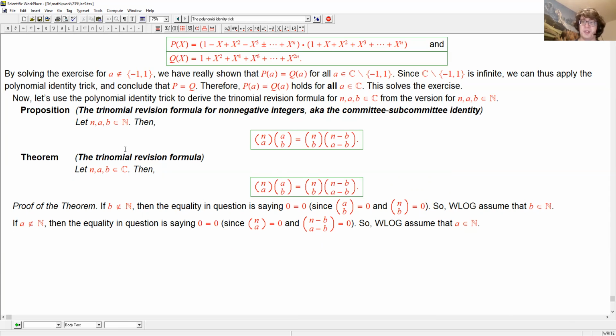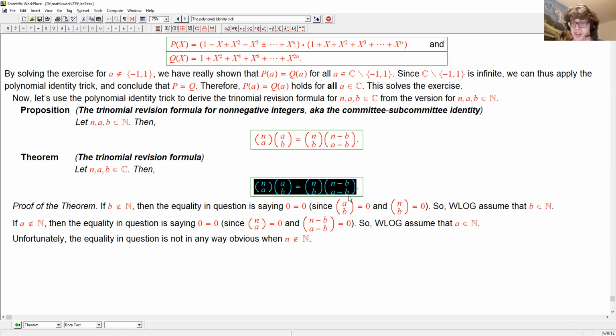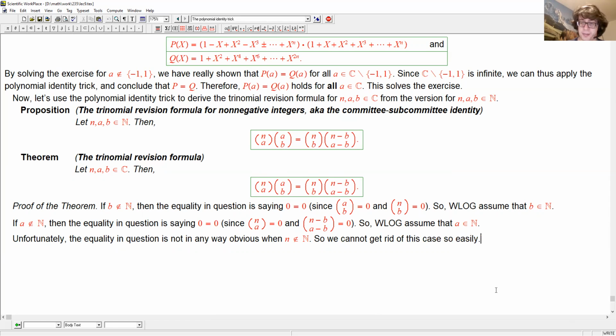Great, we are two thirds of the way. We have reduced the theorem from the case n, a, b in C to the case when n is in C, but a and b are non-negative integers. Now, how can we make n a non-negative integer? Unfortunately, the equality in question is not in any way obvious when n is not a non-negative integer. Sad but true, we don't have n in the denominator. So if n is, let's say, square root of 2, these numbers will usually be not 0. So we cannot get rid of this case so easily.